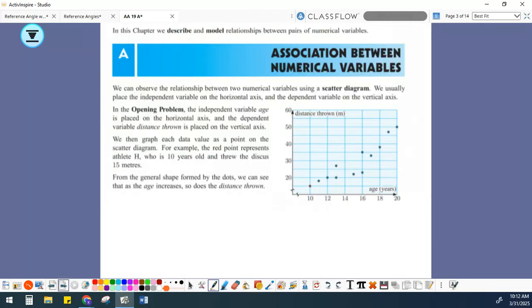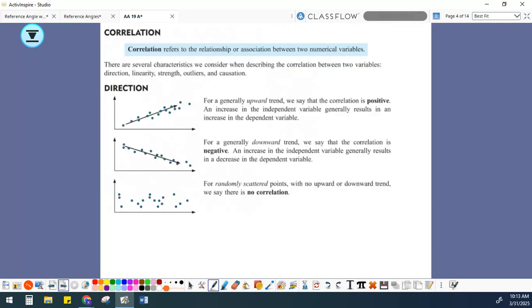So the first lesson, with just talking about the association, gives us a scatter plot of the information. So you can see how as the age increases, so does the distance that they can throw. So correlation is your first vocab word, and it refers to the relationship or association between two numerical variables. The first thing that we're going to always talk about is the direction.